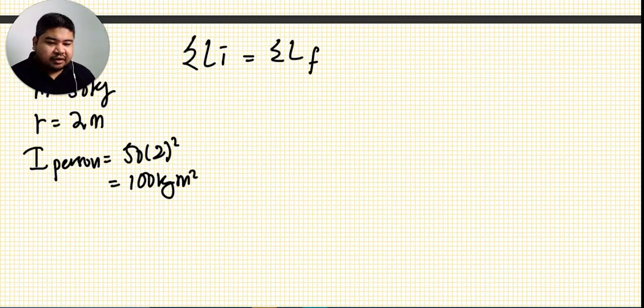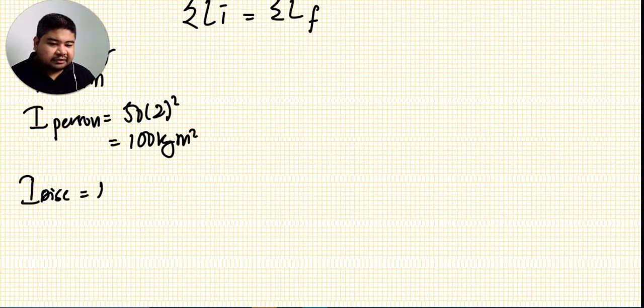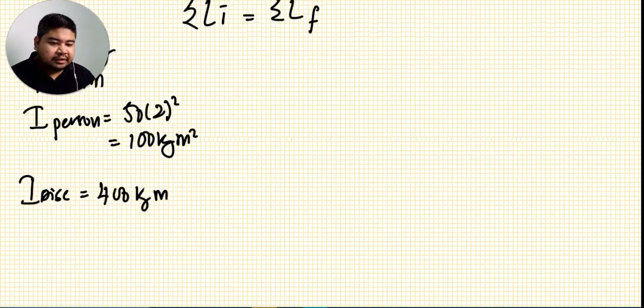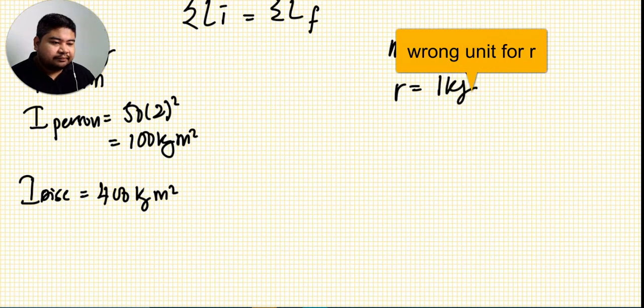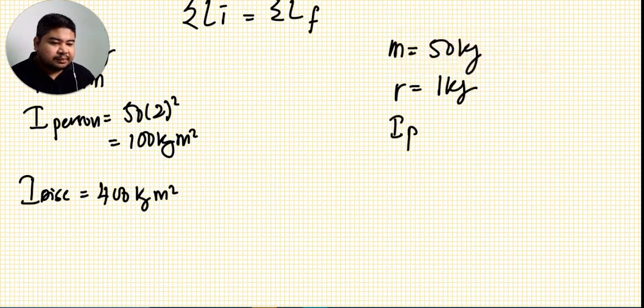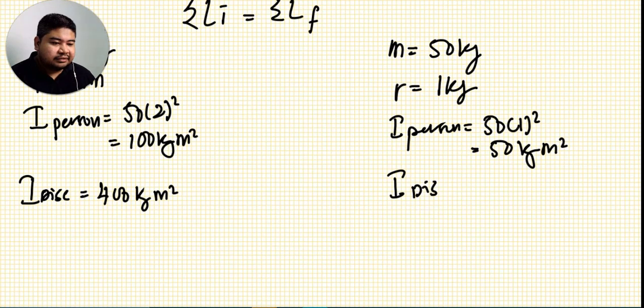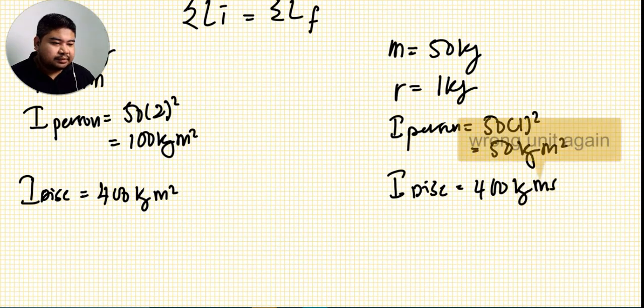This is the initial moment of inertia of the person, and the moment of inertia of the disc is 400 kilogram meter square. Then the person, with the same mass of 50 kilograms, moves closer to the rotational axis. Now R is 1 meter, so the moment of inertia of the person has changed. We have 50 times 1 squared, so we have 50 kilogram meter square. But the I of the disc is still the same, 400 kilogram meter square.